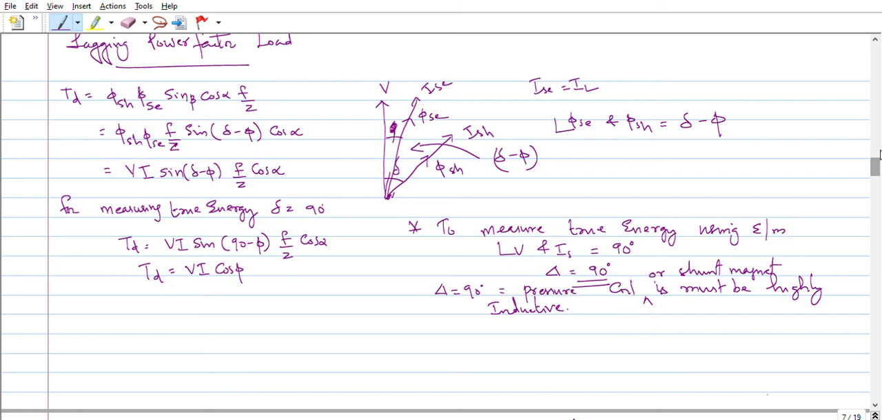Therefore നമ്മൾ equations എഴുതി വരുമ്പോഴത്തേക്ക് നമുക്ക് എന്ത് കിട്ടും? TD is equal to VI into sin of (90 minus φ) into f by z into cos α. നമുക്ക് cos ന്റെ ടേമിൽ വേണം. അതിന് δ is equal to 90 degree, that is, the angle between voltage and current is 90 degree since the load is lagging load. അപ്പോൾ നമുക്ക് പറയാൻ പറ്റും the pressure coil must have δ equal to 90 degree, എന്ന് പറയുമ്പോഴത്തേക്ക് the angle between voltage and current is 90 degree, means the pressure coil or shunt magnet must be highly inductive.